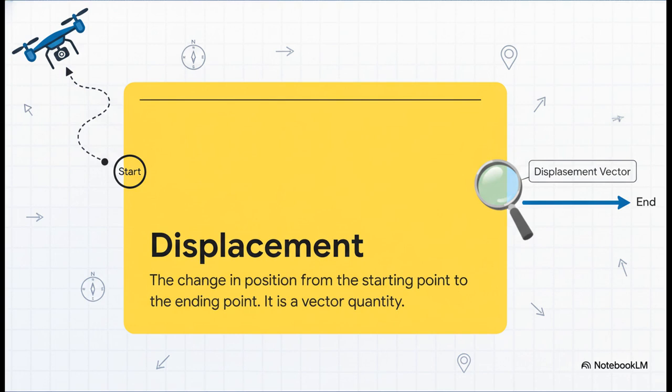What if we only care about where the drone ended up compared to where it started? Well, that's called displacement. It's the shortcut, the straight line from your start point to your end point. And because it's a straight line, it has a length and a direction. That makes it a vector.